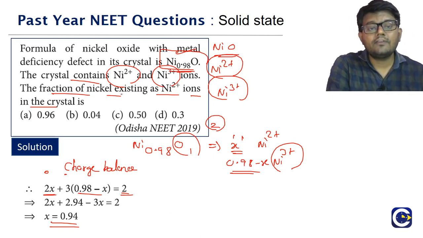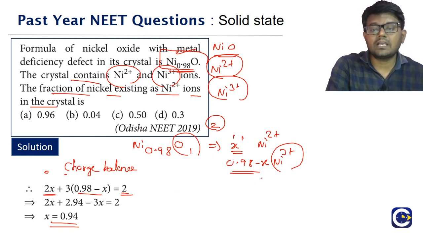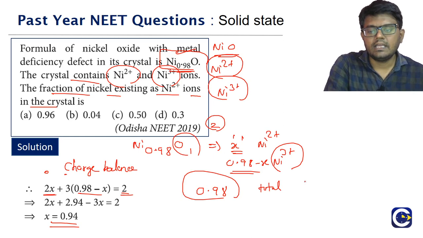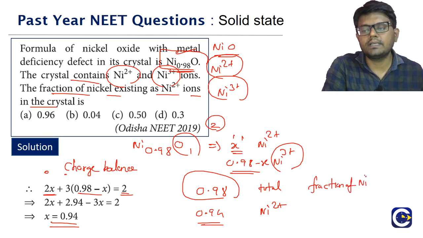They are asking the fraction of nickel existing as nickel 2 plus. What is the total nickel count? Total nickel count is 0.98. We can say it is the fraction, or we can say this is the moles, whatever it is. This is the total amount of nickel. In that, what is the amount of nickel 2 plus? Nickel 2 plus amount is coming as 0.94. So we are looking for the fraction. What is the fraction of nickel 2 plus? The amount of nickel 2 plus by total amount.